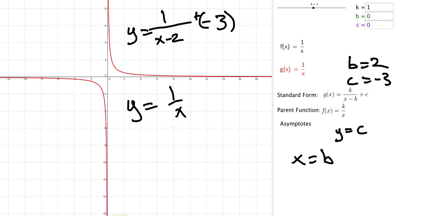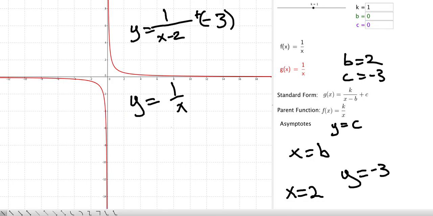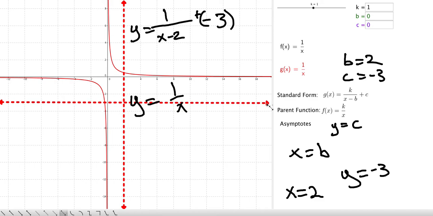So if you look at these two equations, what that means is we're now going to have a vertical asymptote at x equals b, which is 2 in this case, and we'll have a horizontal asymptote at y equals negative 3. So here are our two asymptotes. At x equals 2, let me use my line tool. Asymptote at x equals 2. Okay, there is my vertical asymptote. And my horizontal asymptote at y equals negative 3. That's somewhere right in the middle of this, guys.